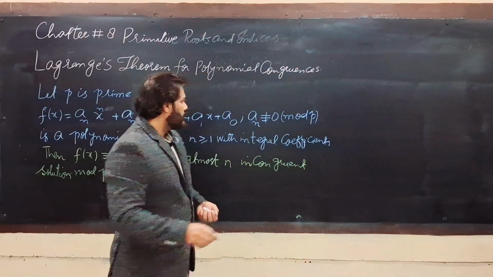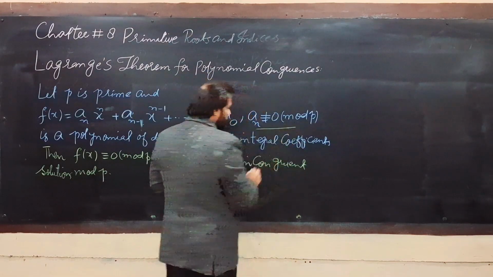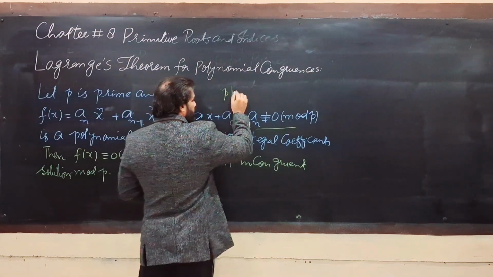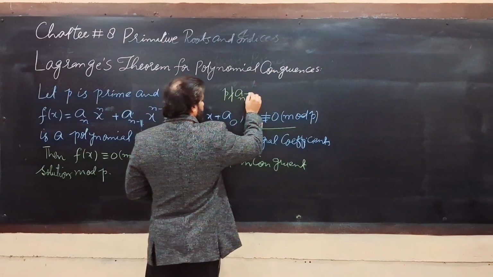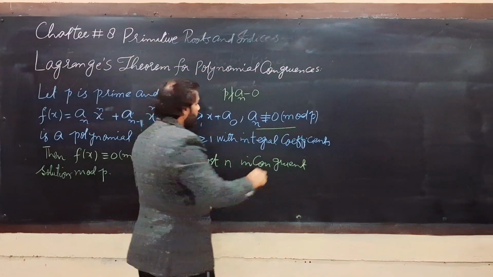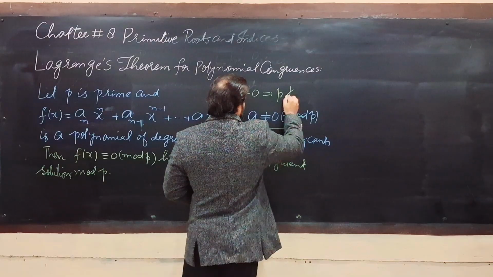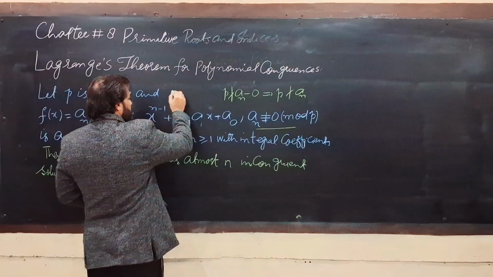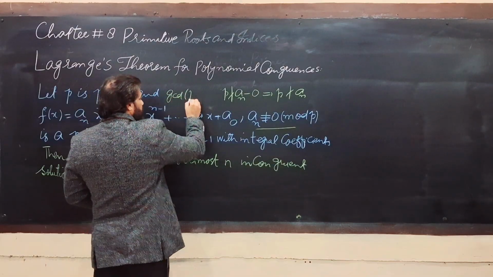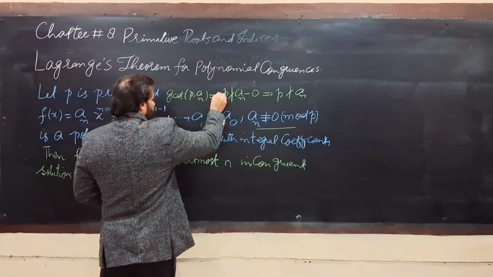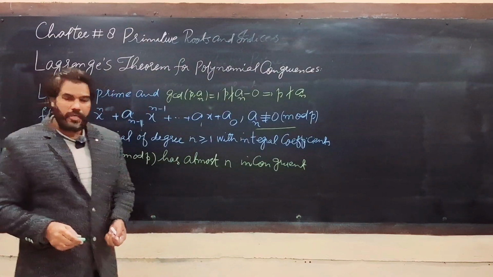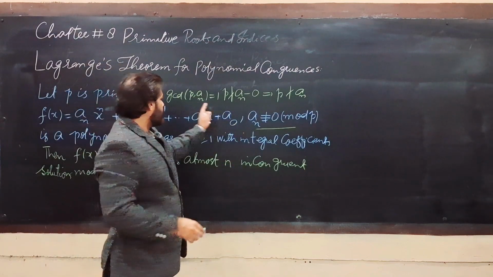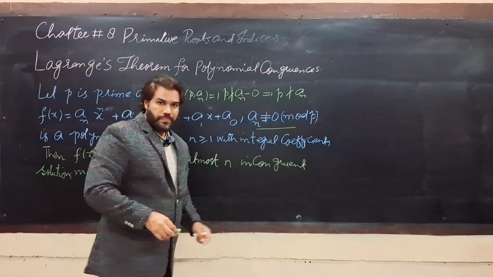Here you can notice that when we say a_n is not congruent to 0, it means that p does not divide a_n minus 0, and further it means p does not divide a_n. As p is a prime number and a_n is an integer, it also means that GCD of p and a_n is equal to 1. In other words, p and a_n are relatively prime. So you can write this statement also instead of this.